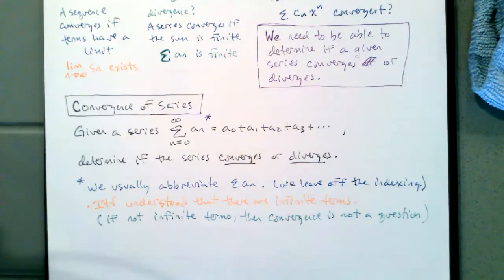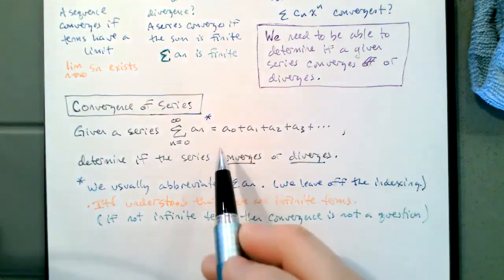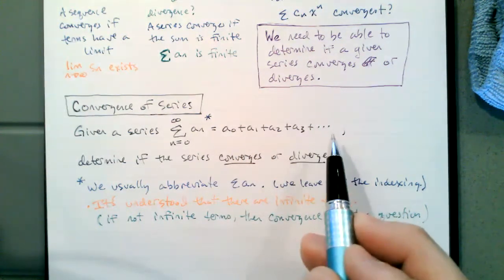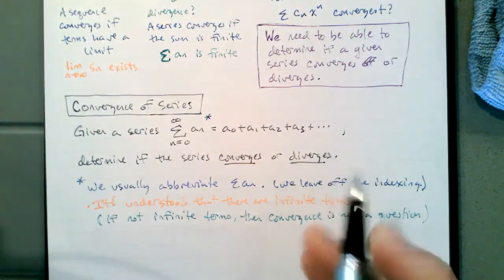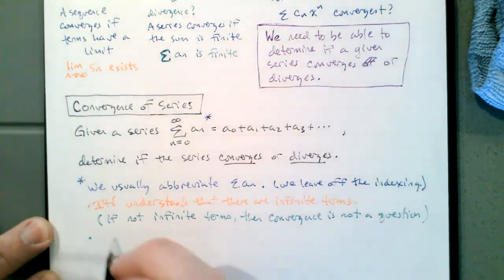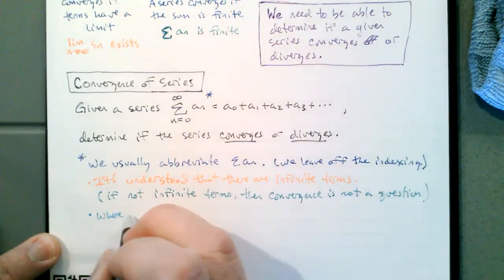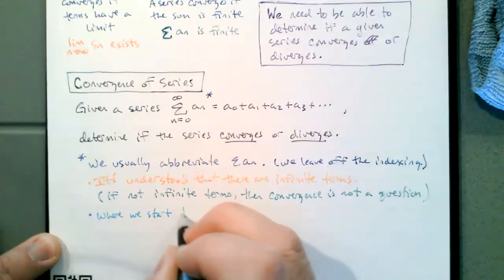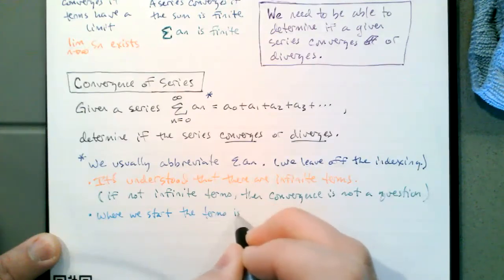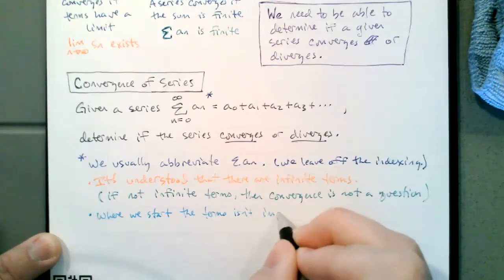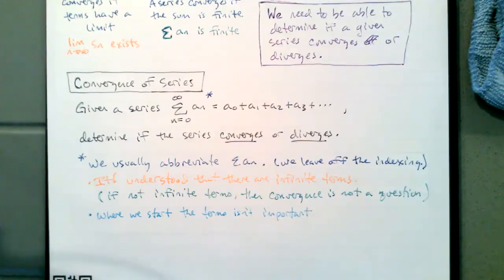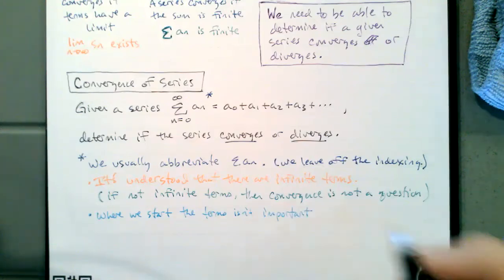Number two, since there are an infinite number of terms, it doesn't matter where the indexing starts. The convergence and divergence doesn't happen in the first part of the series. It happens at the infinite end of things. So since there are an infinite number of terms, where we start is not really important. Where we start the terms isn't important for the question of convergence or divergence.